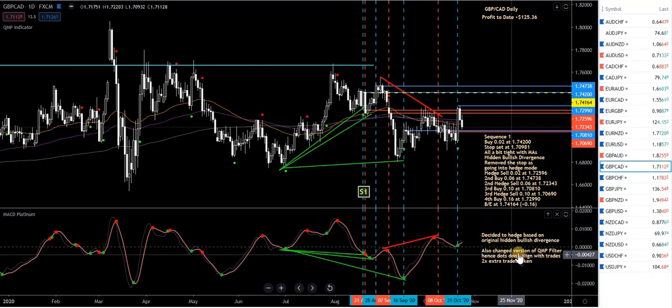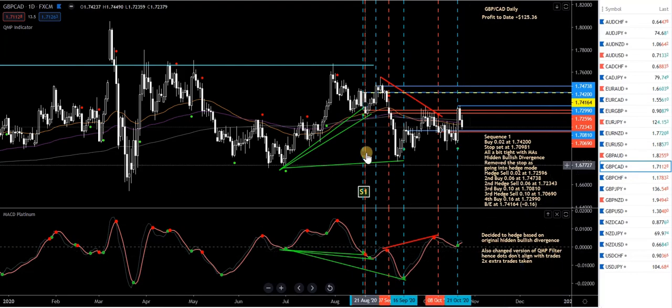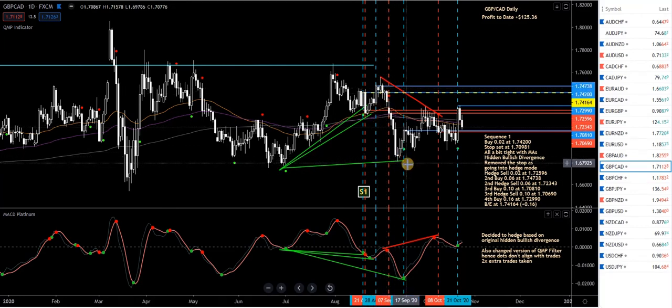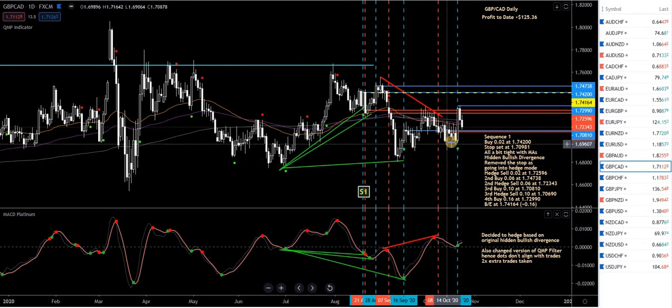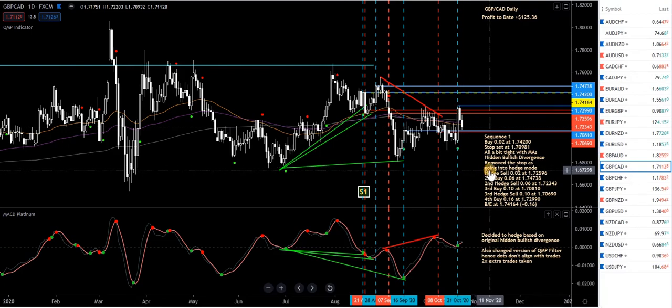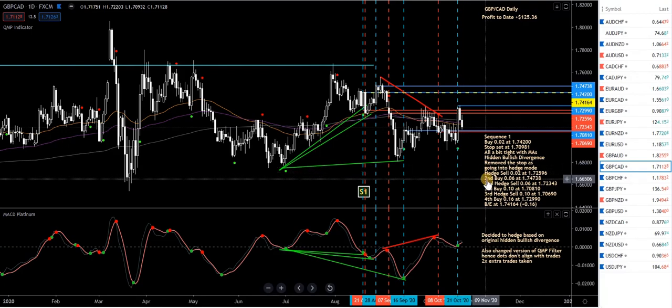I changed my version of my QMP filter after I entered the trades, so some of these trades don't line up with dots on the QMP filter. There's 2 extra trades in there. So now I've got to work my way out of it. We were heading up towards my break-even level, but more Brexit news has just turned the pound around again in the last 2 days, so I'm not sure which way it's going.